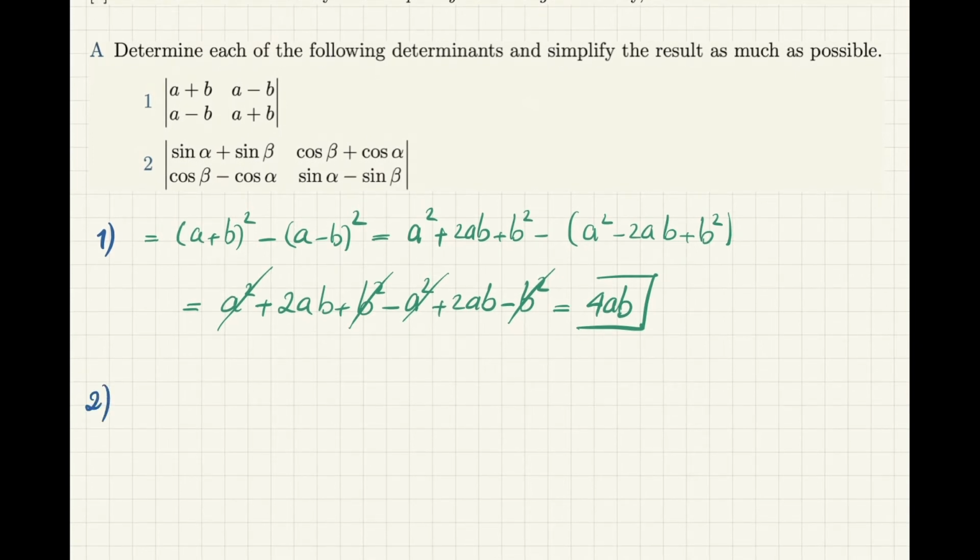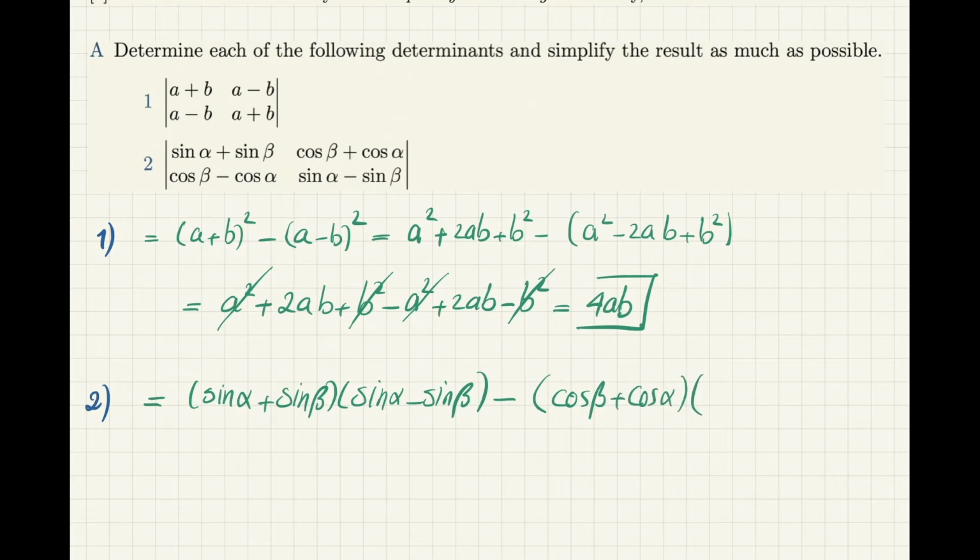So number 2, I do the same thing. I need to multiply these two, and then I need to multiply these two, and then subtract them. So it becomes equal to (sine of alpha plus sine of beta) times (sine alpha minus sine beta), and then minus (cosine of beta plus cosine of alpha) multiplied by (cosine of beta minus cosine of alpha).